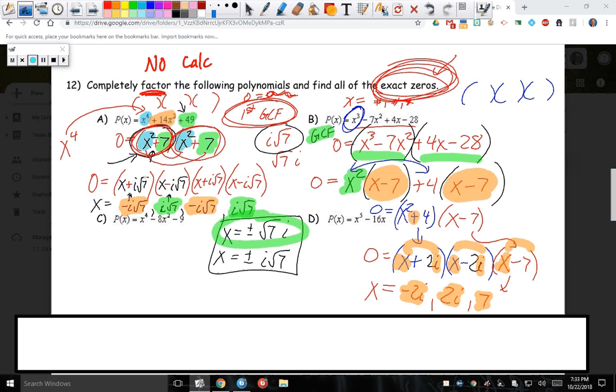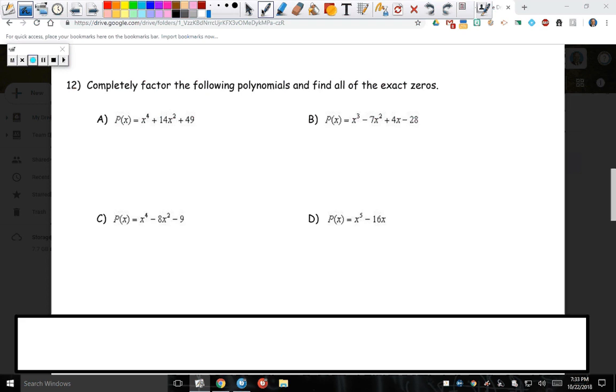So C has 3 terms. There's no GCF. Again, always going with that GCF first. Because we have 3 terms, we're going to set it equal to 0 and look for the 2 pairs of binomials. So we need these 2 first terms, let me highlight them, to multiply to get x to the 4th. Let's keep it close together by doing x squareds on both instead of x cubed on one and x on the other. Now we're going to concentrate on our last term of negative 9. So 3 and 3 will give us that negative 9.